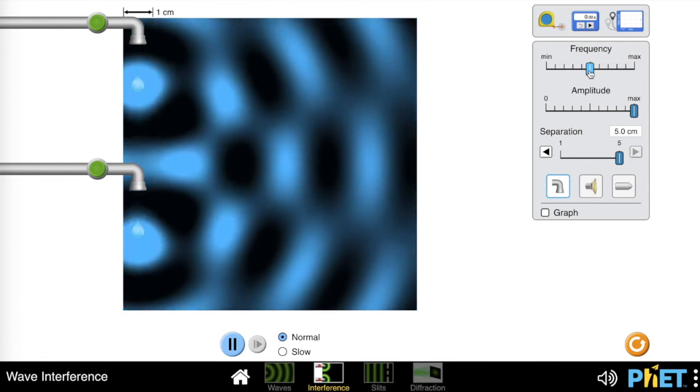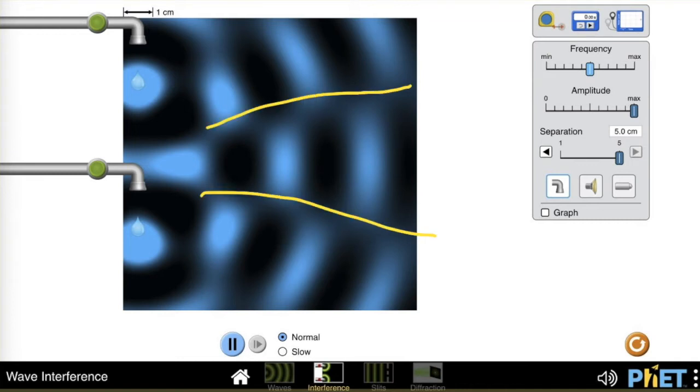Okay, so if I freeze that, you'll now see that we have, remember my nodal lines were yellow, so I'll do that. I just have a nodal line here and a nodal line here. Maybe there's another one starting here and another one starting out here. But see, I have a lot less nodal lines, and the anti-nodal lines are these regions, right in here. So I decrease the frequency, I decrease the interference pattern.